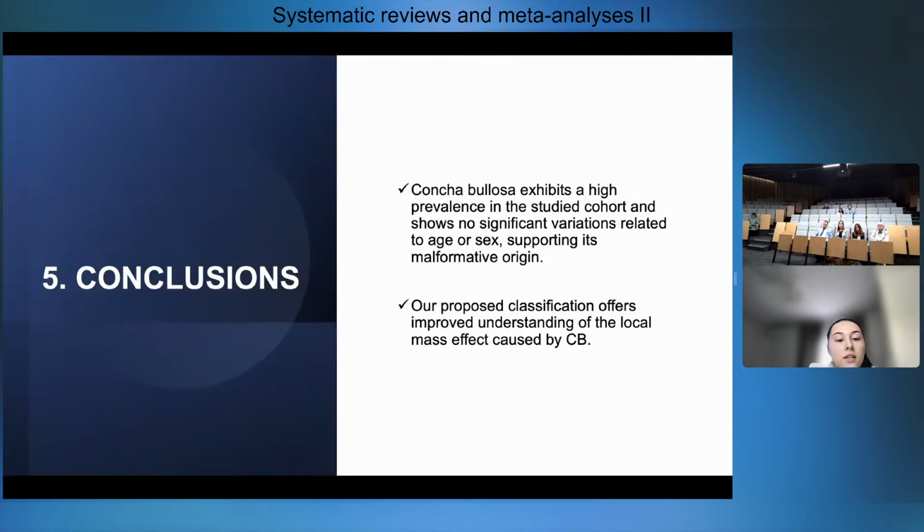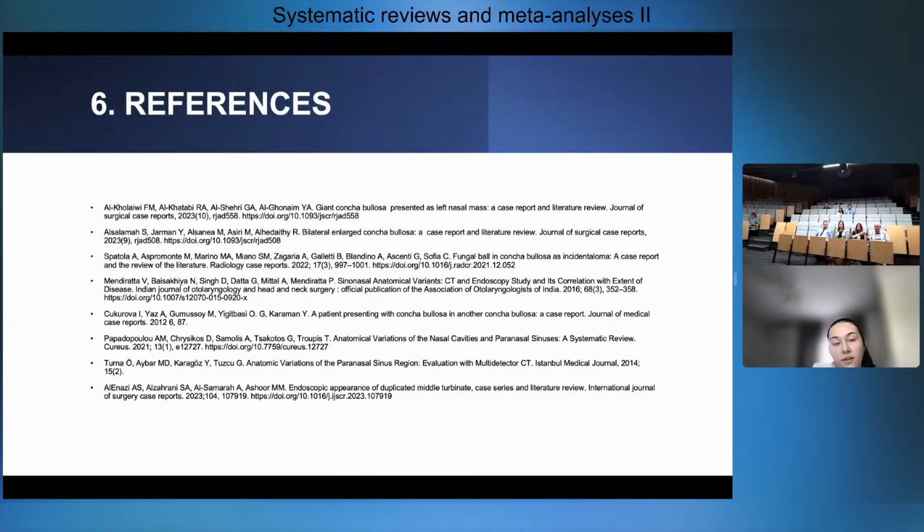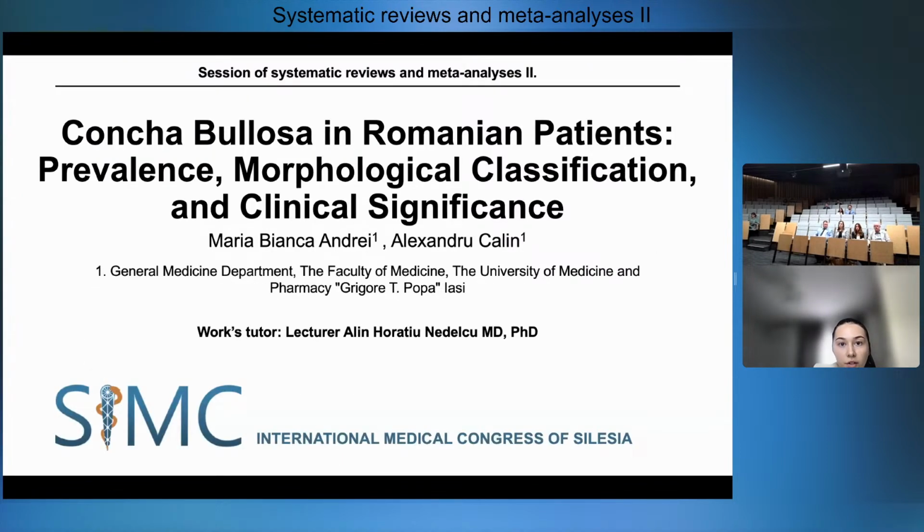In conclusion, concha bullosa exhibits a high prevalence in the studied cohort and shows no significant variations related to age or gender, supporting its malformative origin. Our proposed classification offers improved understanding of the local mass effect by the concha bullosa. And here are my references, and thank you for your attention.